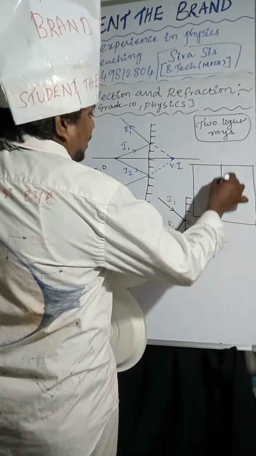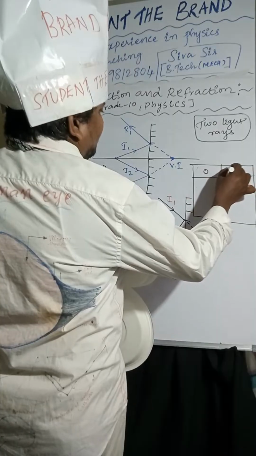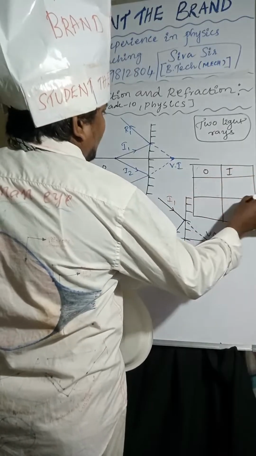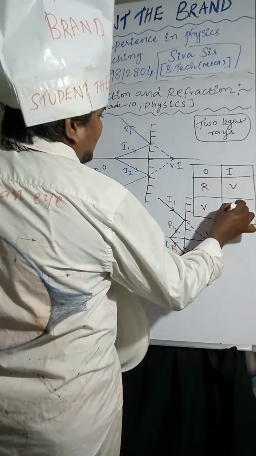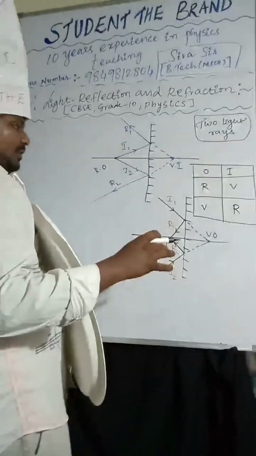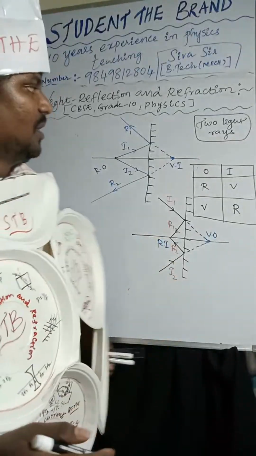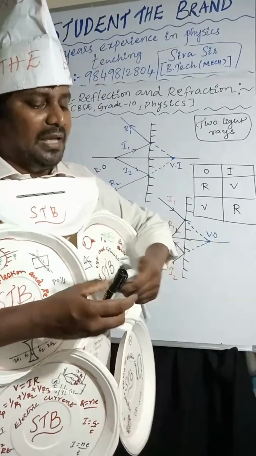Okay. So if the object is real, the image is virtual. Object is virtual, image is real. This is a very, very important concept. Object is real, image is virtual.